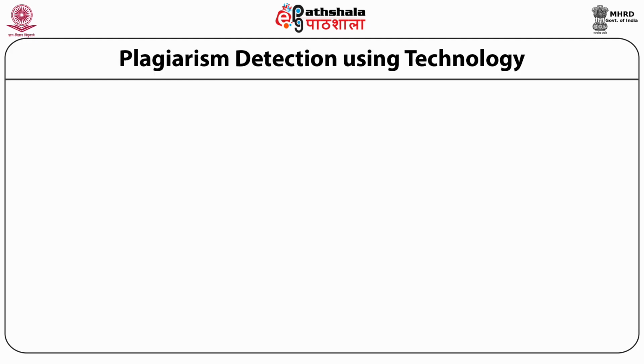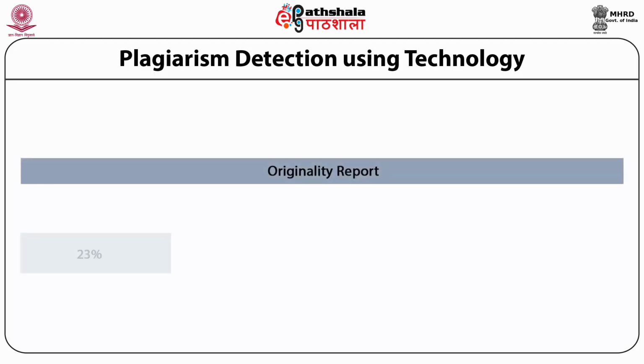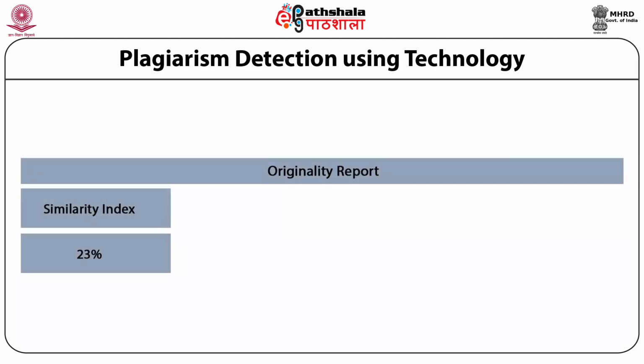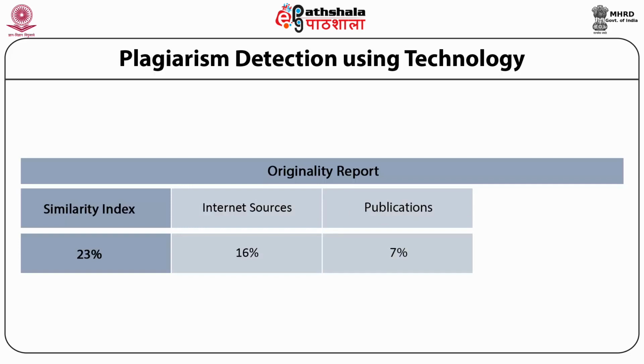When the article was compared with proprietary software, that is commercial software, it gave a 23% similarity index, and the originality report showed that the article has taken 16% from internet sources, 7% from publications, and 6% from student papers. That means the commercial software is providing more appropriate information related to plagiarism.